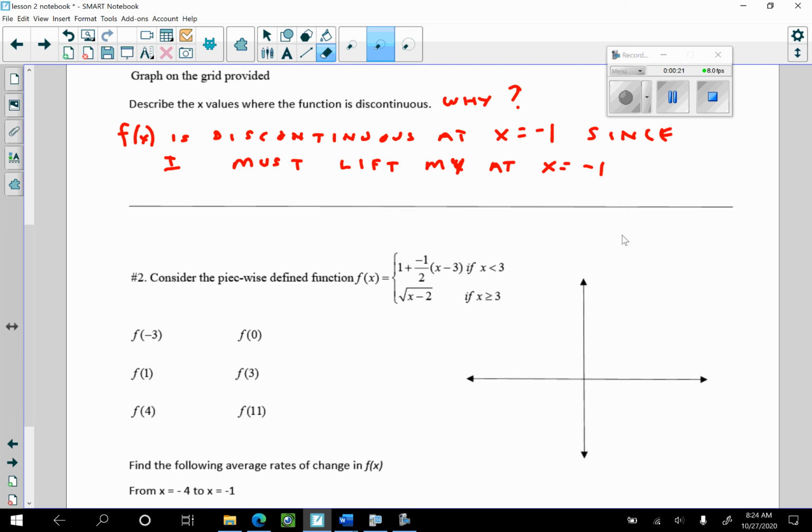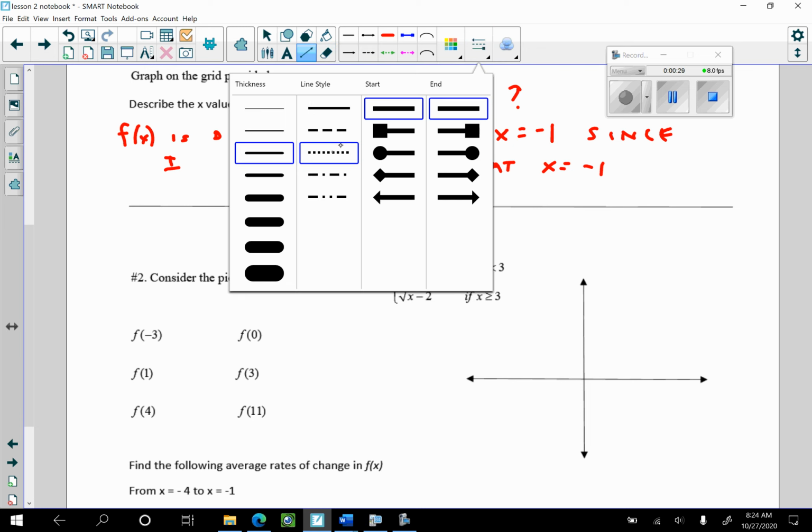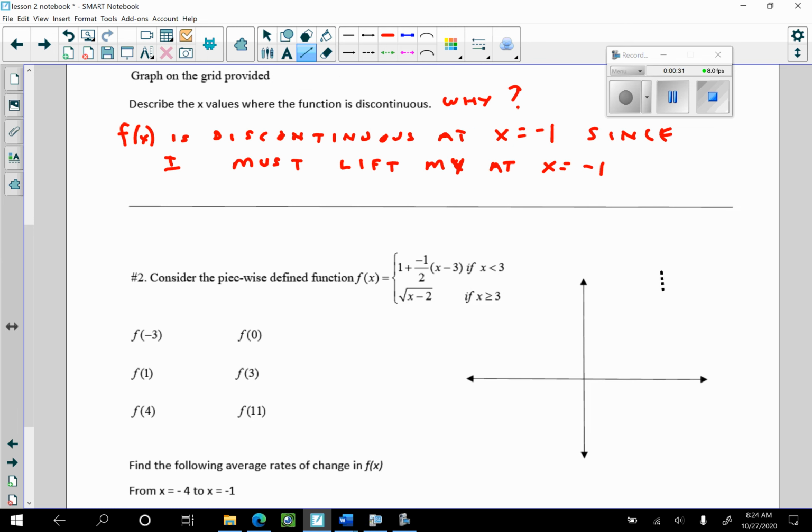Let's graph our vertical dotted line. We're going to graph that vertical dotted line at 3. And I always like to label my vertical dotted lines. This vertical dotted line is required on any assessment. It's not part of the function, but it is required on your graph.